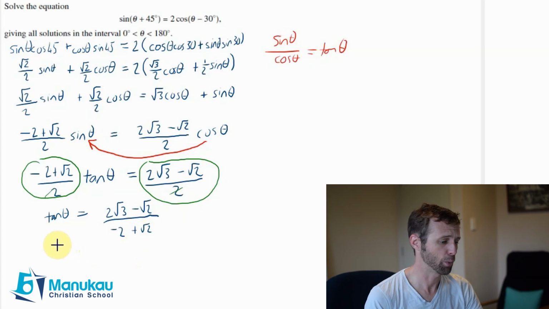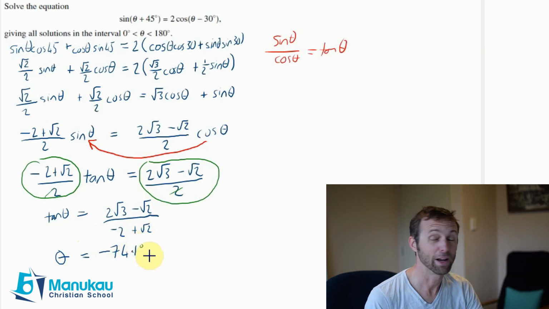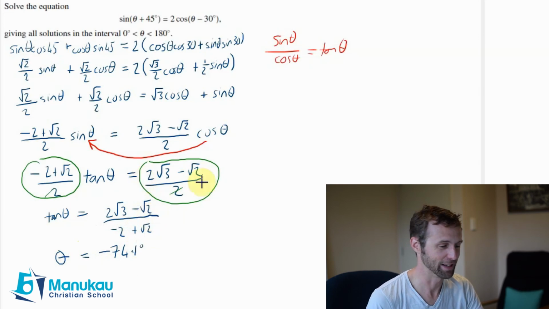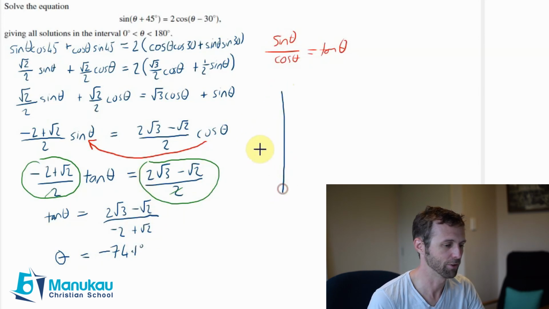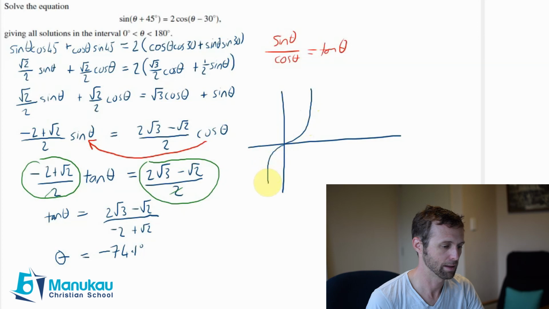Then, at this point, we take the inverse tan of both sides, so theta is equal to the inverse tan of this value here, and I get minus 74.1. Make sure your calculator is set to degrees. Now, let's consider what our tan graph looks like. Something like this. And then we've got another one here. Now, we're only going between 0 and 180. So this is 180 here.